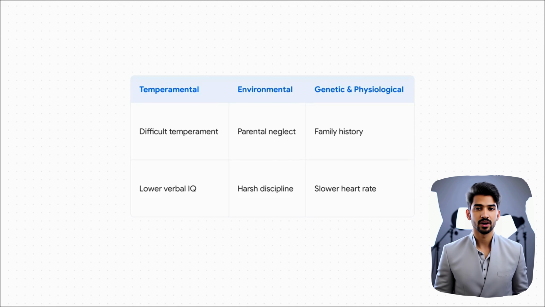You know, when it comes to a cause, there's just no single answer. It's always a really complex mix. You've got temperamental factors like having a difficult temperament as a baby. Then you have huge environmental factors, things like parental neglect, really harsh discipline, or being rejected by friends. And on top of all that, there are genetic and physiological factors, like a family history of the disorder, or even, as some interesting research has found, a slower resting heart rate.